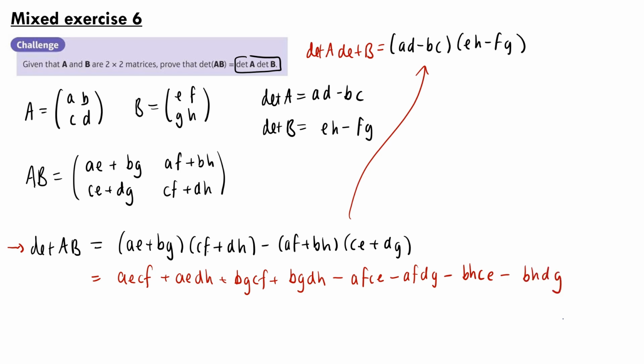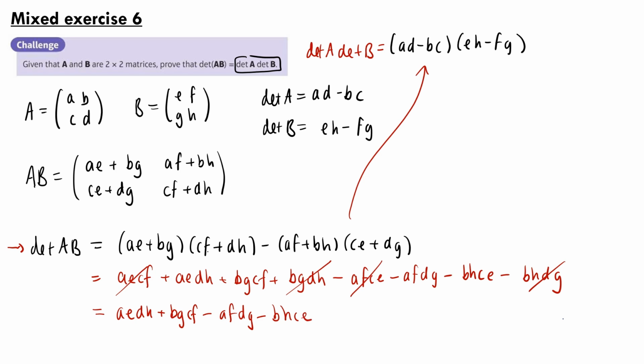And hopefully you can see some of these terms will cancel, like BGDH here and BHDG are the same, because the order that we multiply constants in doesn't matter. And the same thing happens with AECF here and AFCE. So we're just left with AEDH plus BGCF minus AFDG minus BHCE.